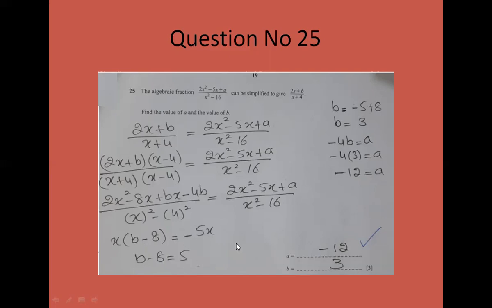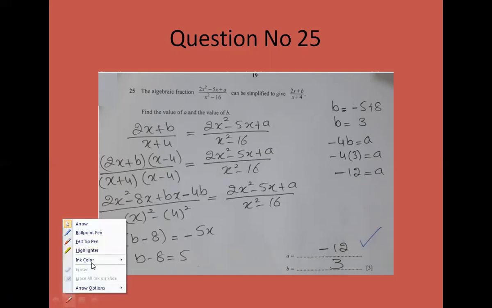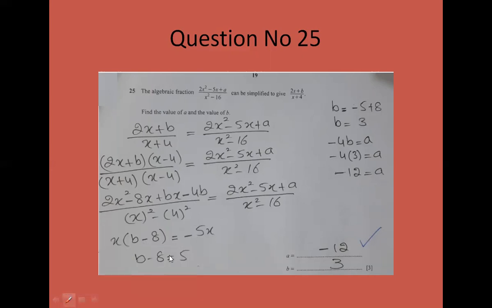So b minus 8 equals minus 5. So b will be equal to minus 5 plus 8, and that will be 3. Here I was supposed to write minus. I forgot to write minus. So let me write here a minus. This here is a minus, okay? Don't forget this, okay? So you will have b equals minus 5 plus 8. So b is equal to 3. So the value of b is 3.